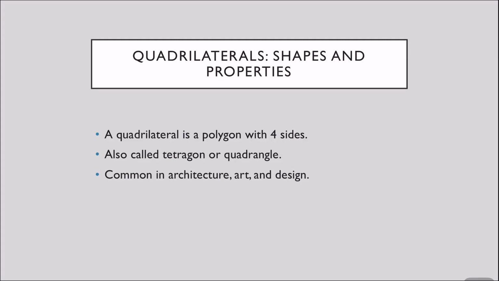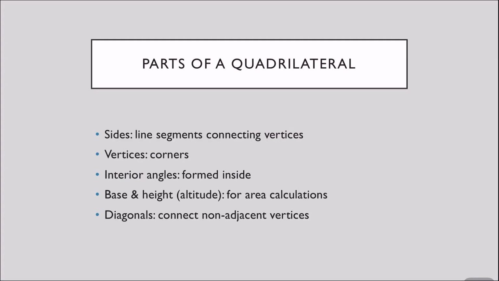But they can also be called a tetragon or a quadrangle, because of having tetra, four, gon, sides, then quadrangle having four angles inside, or interior angles. So quadrilaterals are used commonly in architecture, art, and design. Let's take a look at what the parts of a quadrilateral are.